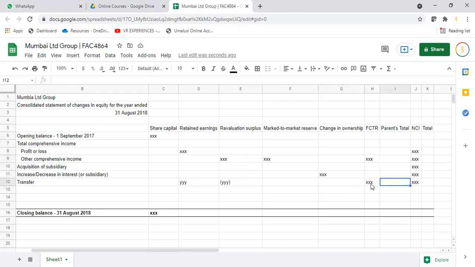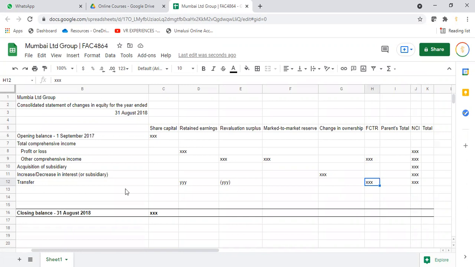So what happens? You take out 20% and you transfer it to NCI. Or the other way around, if you increase your percentage, if this represents 80%, but you're now 90%, then you need to take FCTR away from NCI and transfer it to you. Okay, so that is what the transfer is all about.